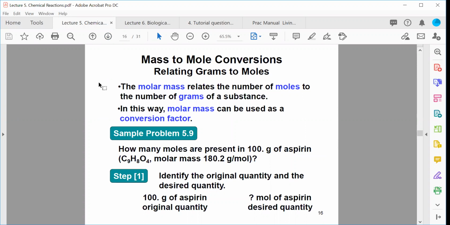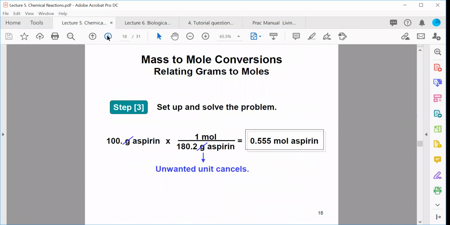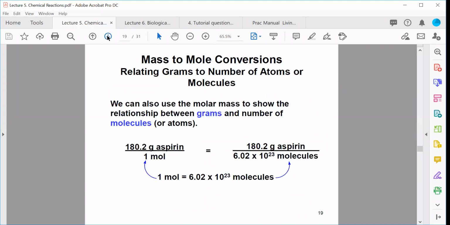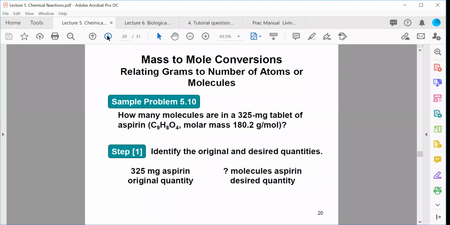All right, now the molar mass can, as you probably imagine, relate the number of moles of a substance to the number of grams. So the molar mass itself can be used as a conversion factor. So this is here just for your interest: relating grams to moles. And we can also use the molar mass to relate the number of atoms or molecules. Once again, just for your interest.